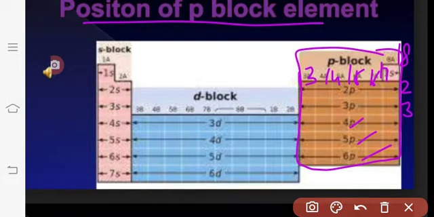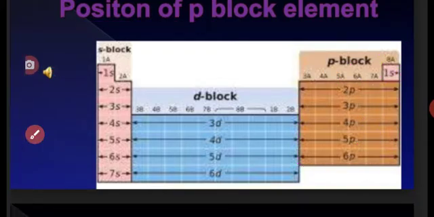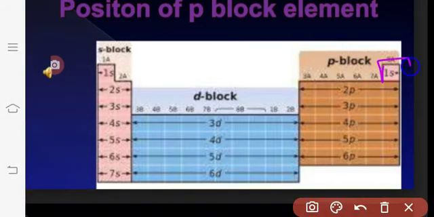P block elements are also called representative elements. And in the p block, one element is here, that is helium. Its configuration is 1s2.